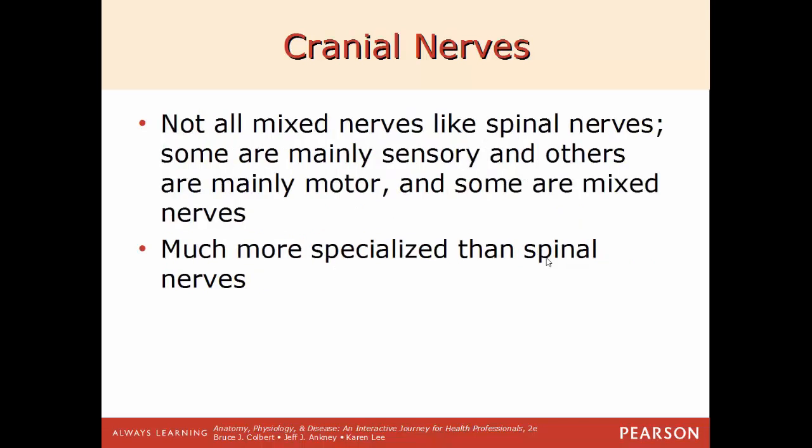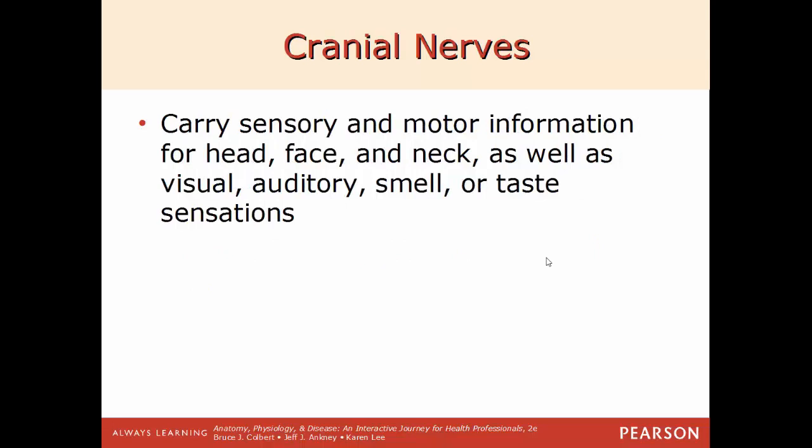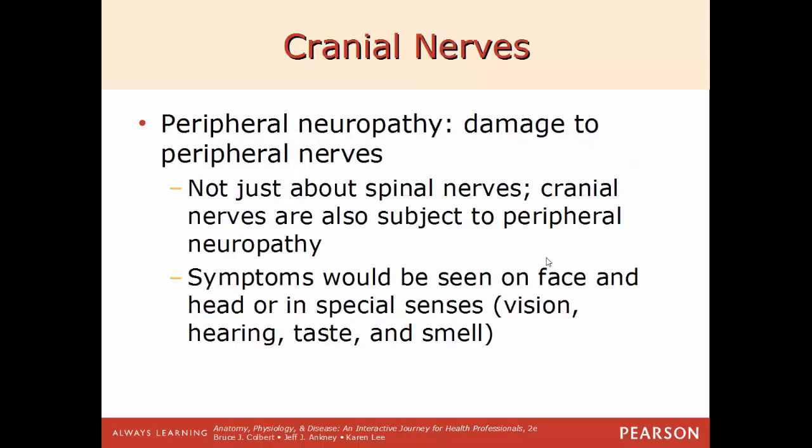When we talk about the overall function, the spinal nerves were mixed nerves, which means they dealt with sensory and motor functions. But for the cranial nerves, that's not always the case. There are some that are mainly sensory, some that are mainly motor, and some that are mixed. And in all cases, the cranial nerves are much more specialized than the spinal nerves. These will carry sensory and motor information for the head and face and neck, as well as visual, auditory, smell, and taste sensations. We talked about peripheral neuropathy earlier, and damage to the peripheral nerves.